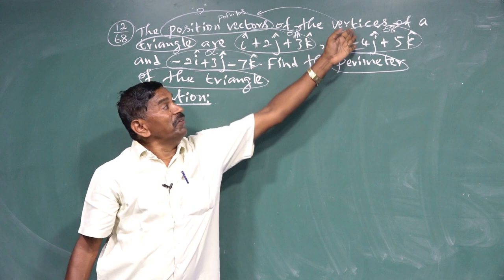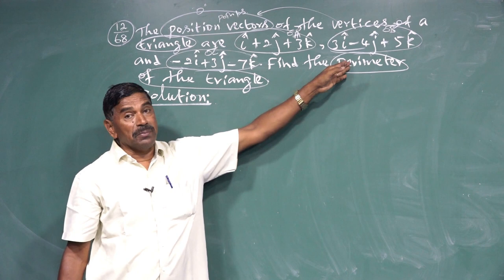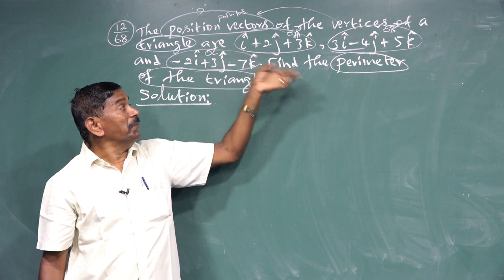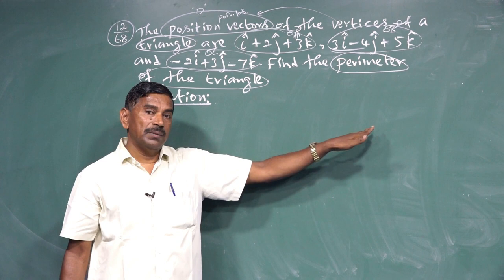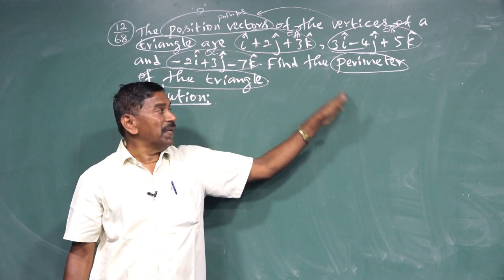Then perimeter means, yes, sum of the three sides. And the keyword is a triangle. So perimeter of the triangle is given by sum of the three sides. That is A to B plus B to C plus C to A, which means AB plus BC plus CA.